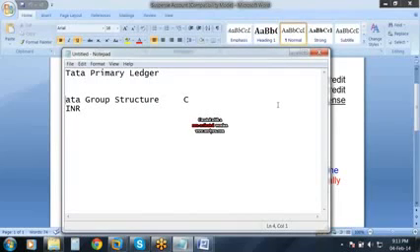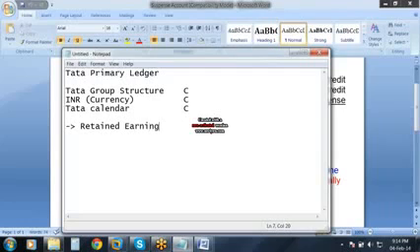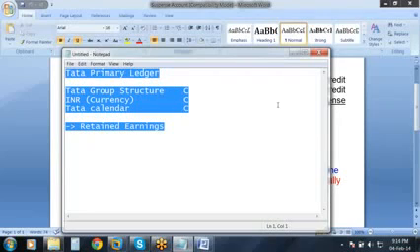Tata group structure. Second C is currency. Third C is what? Tata calendar. What else is needed to create the ledger? Retained earnings. Retained earnings is also needed. So with all this, your ledger will be ready.